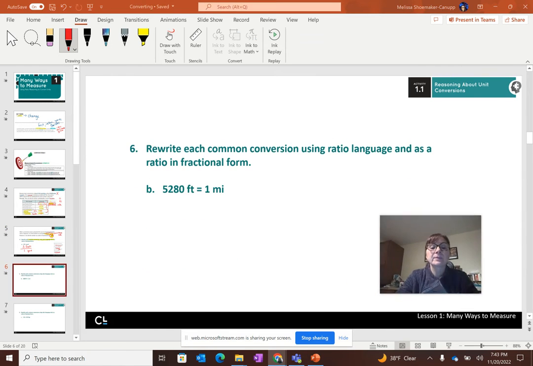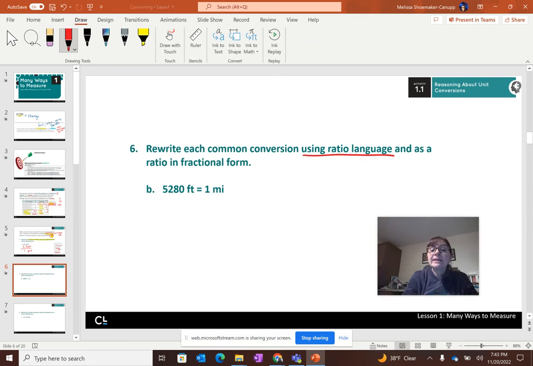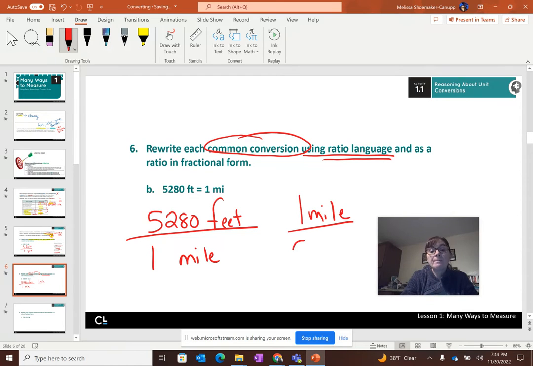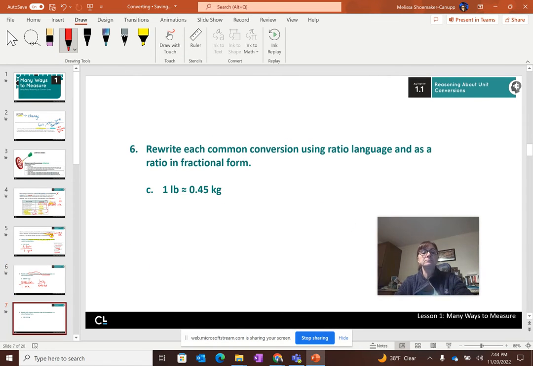Let's try another one. So once again, we're writing this in a ratio language. This is a common conversion, meaning, you know, this might be something, depending on what your job is, you would have to know this a lot. Now, what I want you to also remember is it's okay if you were to write 1 mile on top and the feet on the bottom. Okay, we'll dive into when you want to do what as we start working problems, but it doesn't mean that it's wrong. Now, this one is approximate, but we set it up the same exact way.